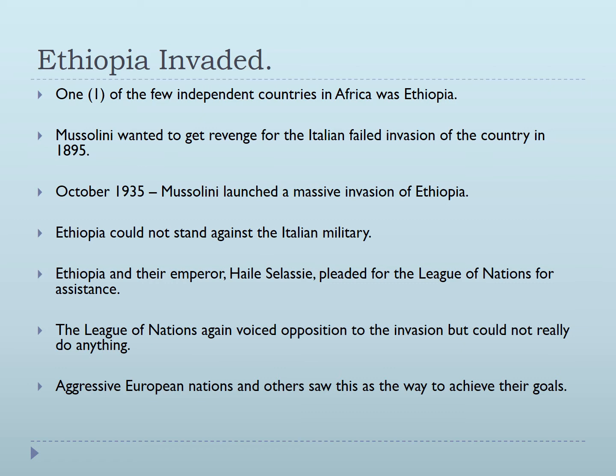So again, with Japan expanding and with Italy now expanding, other European nations and other countries around the world are saying, well, wait a minute, if they can get away with it, why can't we? So again, aggressive nations are going to begin to expand a little bit more because they know that no action is going to be taken against them necessarily.